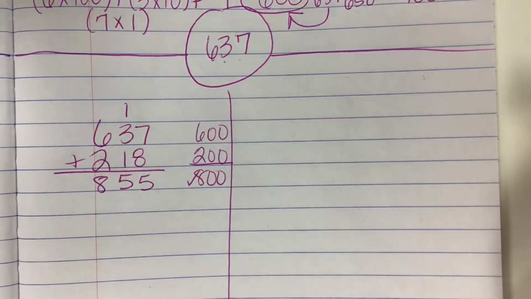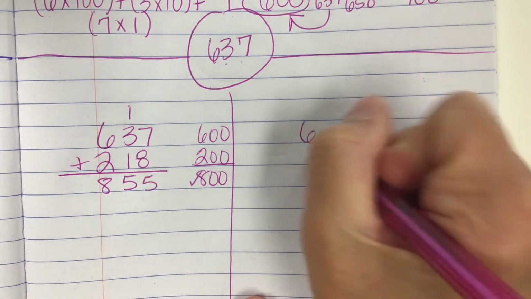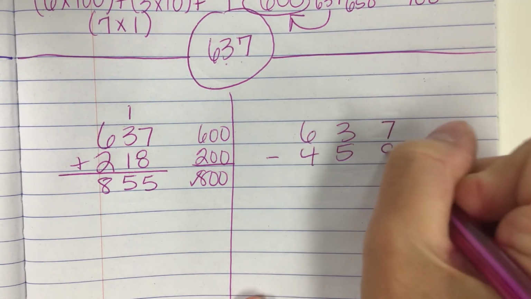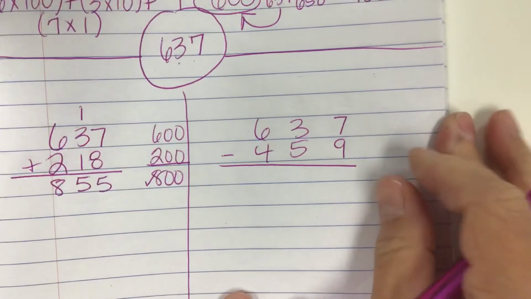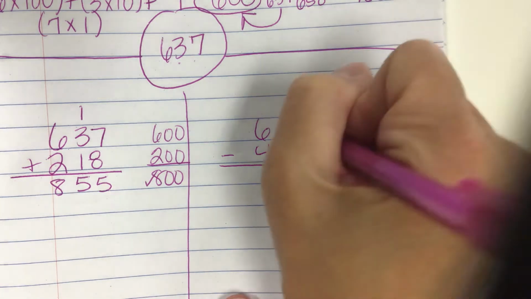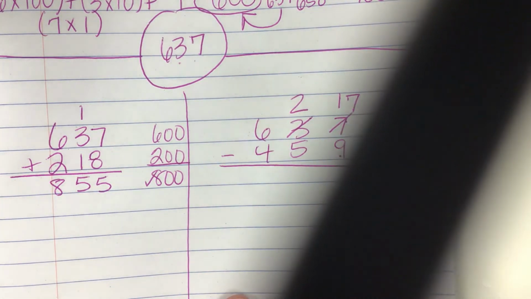Okay. Last one, we're subtracting 459. So 637 minus 459. I'm spreading those out a little bit so I can do my regrouping. Can I take away 9 from 7? No. Regroup from the 3. 7 becomes a 17. This is 8.